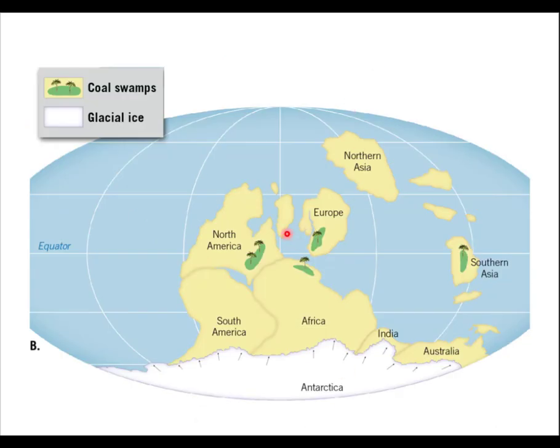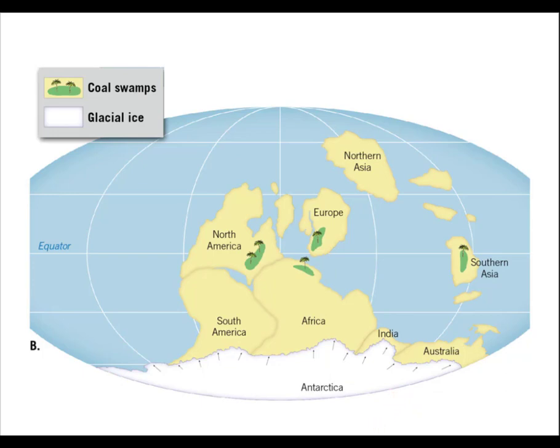If I bring everything back together, now my coal seams are on the equator, and my glaciers are over Antarctica, and you know, one big continent, the Andes Mountains haven't formed yet, India has not hit Asia yet to make the Himalayan Mountains. All of this makes sense, right? And so Wegener realized this.